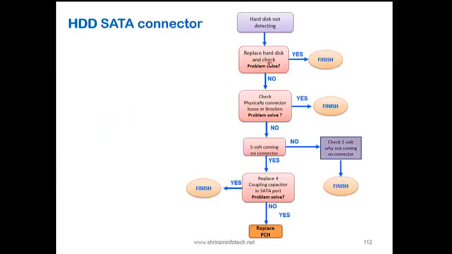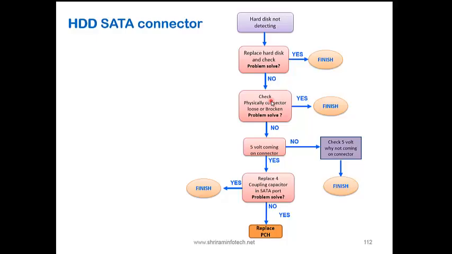So here is the flow chart also. First, hard disk is not detecting: replace the hard disk and recheck. If the problem is solved, then finish. If the problem is not solved, then go down and check the physical connectors, for loose or broken connectors, something like that, so replace it if the connector is broken or bad.